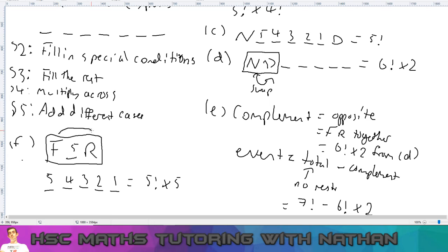And then don't forget, lastly, like we do when they're together, they can swap. So that's times 2. So that's the trick when we want to force letters to have a certain number of gaps. We just treat it as one big letter and fill in the gaps in between.